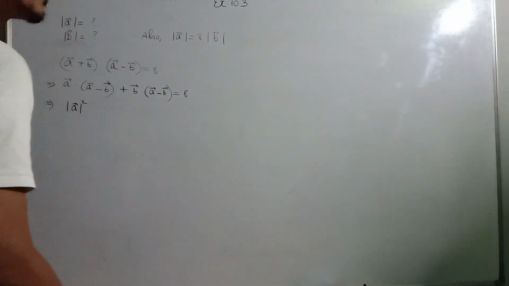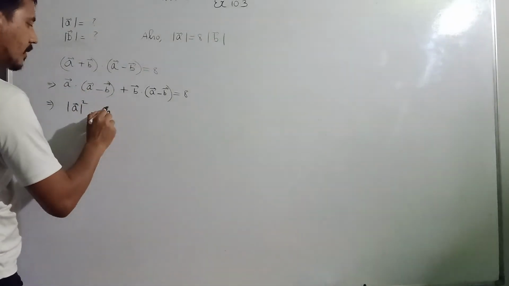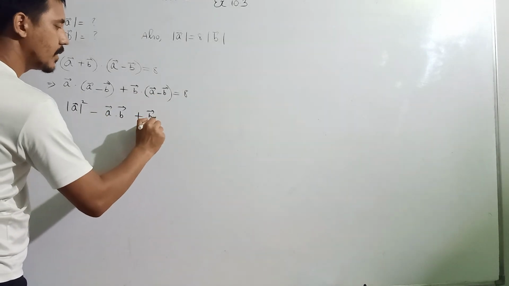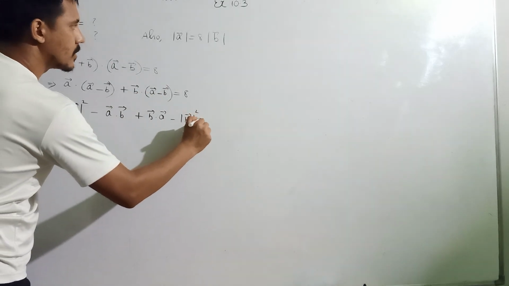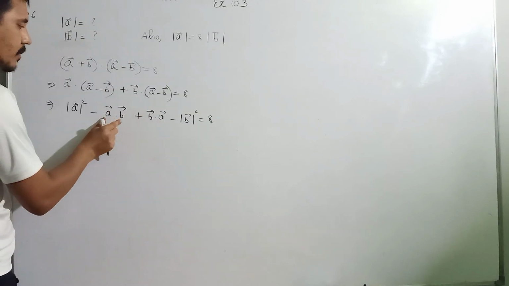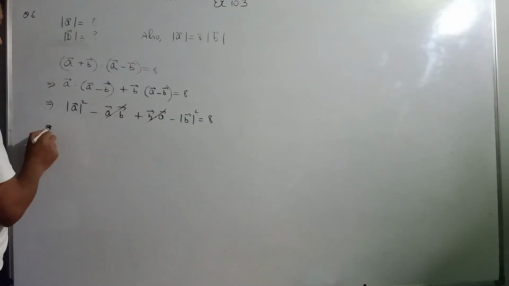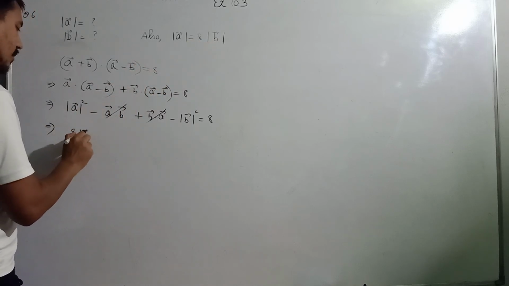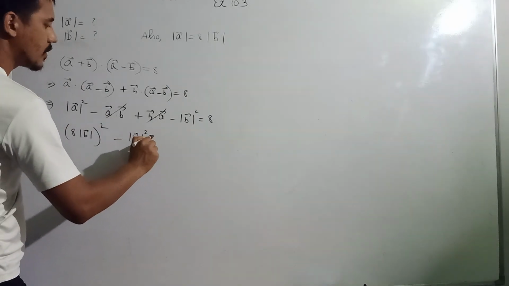Also, dot product satisfies the commutative property. Okay? So A dot B is the same as B dot A. We'll use that now. Minus A dot B, correct? Plus B dot A. Minus B dot B, magnitude of B square, is equal to 8. A dot B is always equal to B dot A, so minus A dot B plus B dot A cancel. And magnitude of A is 8 times magnitude of B, and then we have square. Minus magnitude of B square is equal to 8.